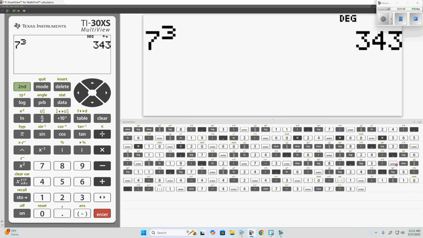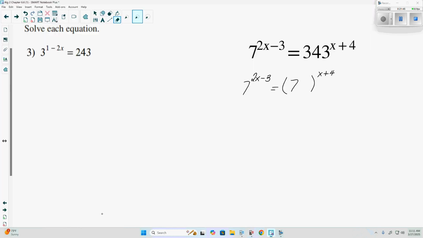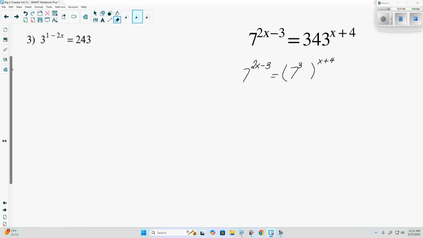Seven to the third is 343. And yes, 7 to the second power, 7 squared, would be 49. So again, we're using this one-to-one property to get there. Now on the left-hand side, we do have 7 to the 2x minus 3 still. On the right-hand side, we do need to simplify this power. Powers of powers multiply. So we can multiply through the 3 with the x plus 4.